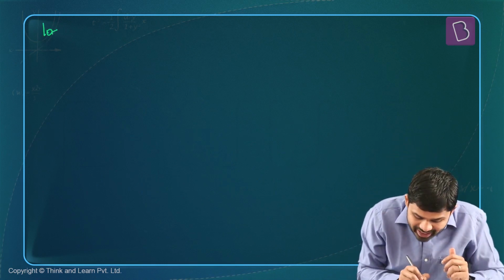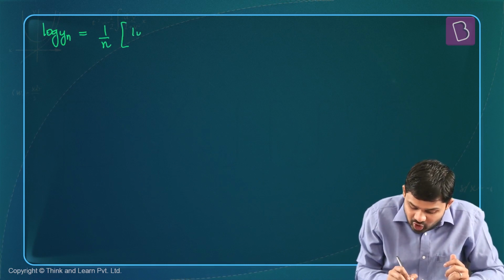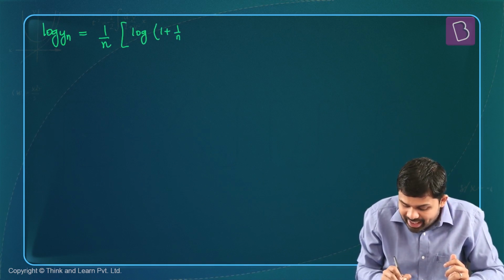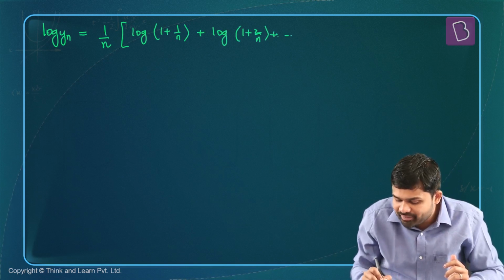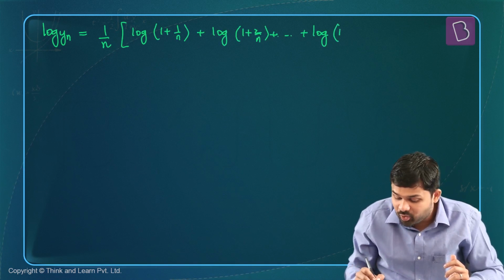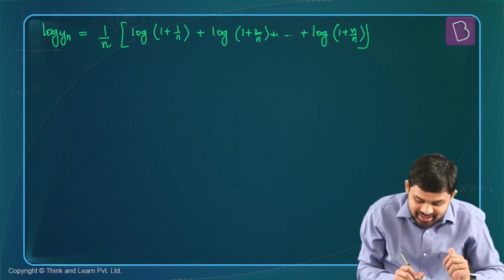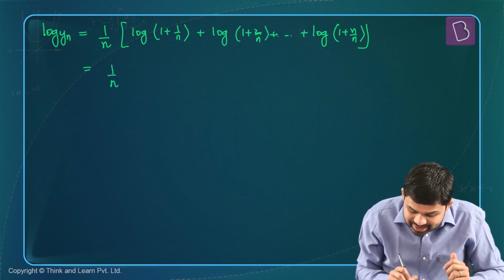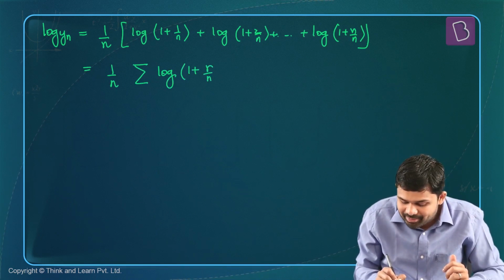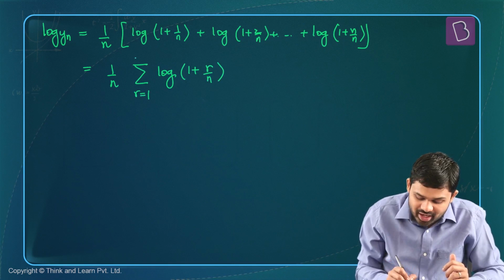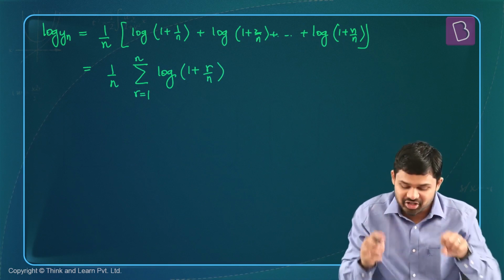So log of yn will be nothing but, of course, the 1 by n comes out first, and then you have log of 1 plus 1 by n plus log of 1 plus 2 by n, and so on, all the way up till log of 1 plus n by n. Now I have a summation, correct? Now this is nothing but 1 by n, summation of log of 1 plus r by n, r running from 1 to n. So this is now in a form where I can put in Riemann sum.